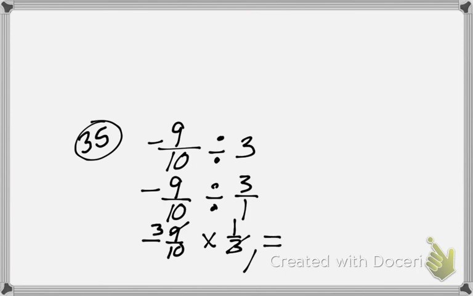3 times 1 is 3. 10 times 1 is 10. That doesn't simplify at all because it's already simplified. And now it's time to take those signs into account again. We've got a negative 9/10 times a positive 3, which makes that quotient a negative 3/10.